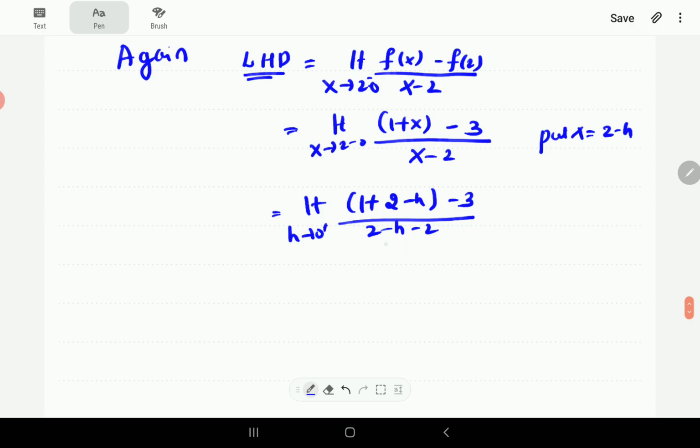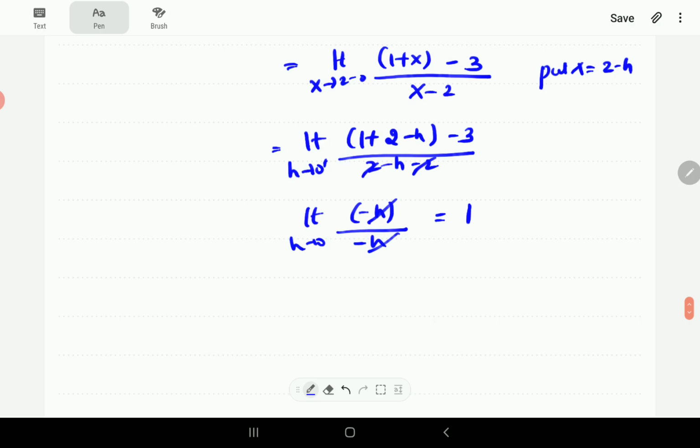Here you can just do the simplification. 1 plus 2 is 3, minus 3 is 0. So it is the limit of minus h divided by minus h, as h tends to 0. The 2 minus 2 cancels, and the h also cancels. It is simply 1, which is free from h.